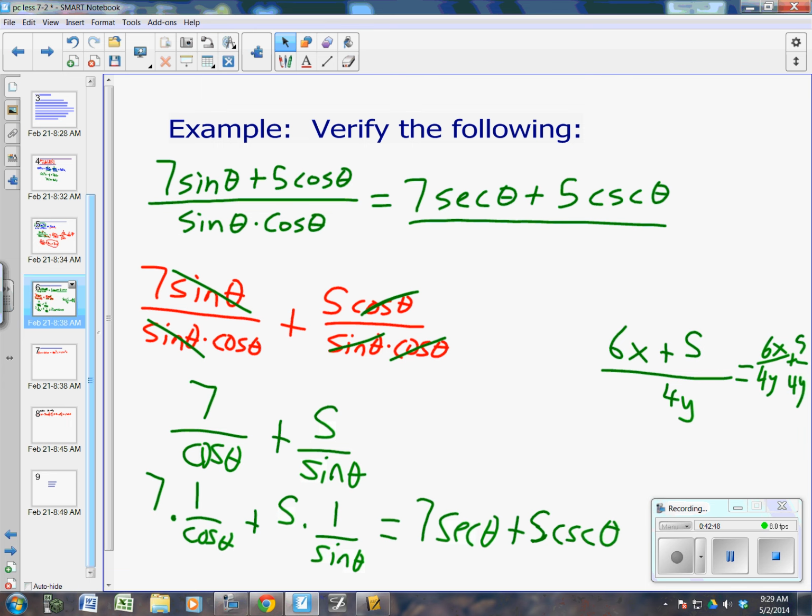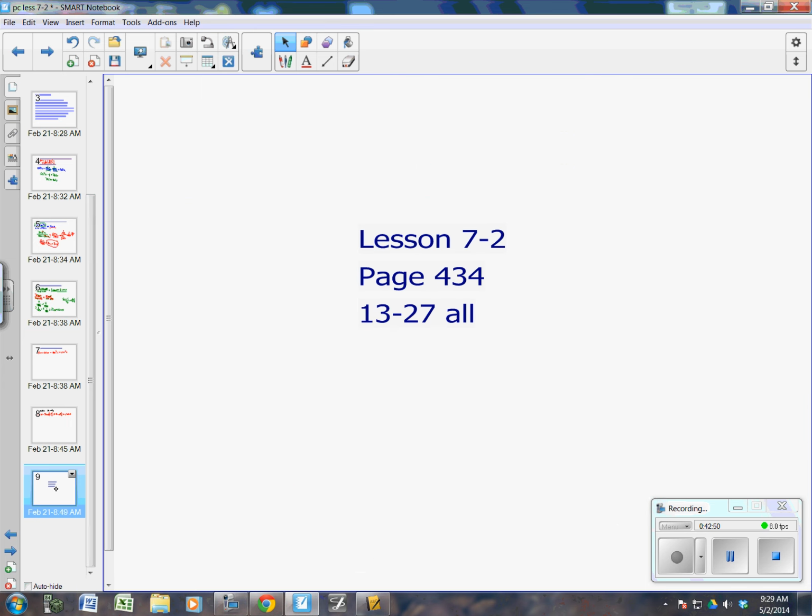We have 2 examples left, but we don't have time for them. So here's your assignment. Lesson 7-2, page 434, 13 through 27 all. We're going to spend a couple of days on this, and we're going to do some cooperative learning activities in your groups. You will get this down if you try. Okay? All right, have a good weekend.